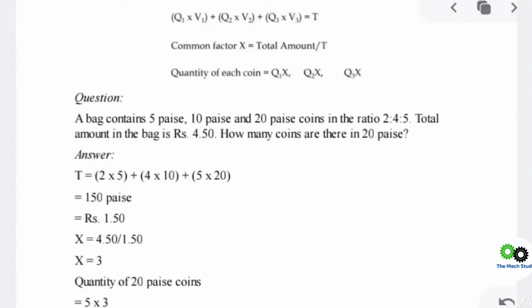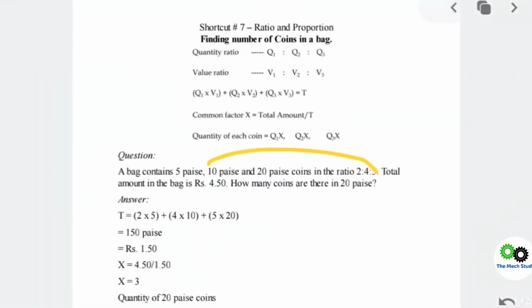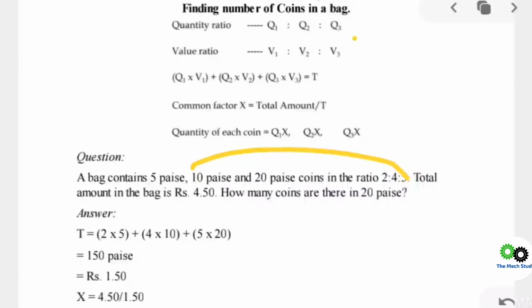Similarly, you need to multiply the ratio by the value of that coin. So 2 into 5 is 10, similarly 4 into 10 and 5 into 20, and you will get around 150 paise. And if you find the common factor x, as I explained earlier, the quantities are Q1, Q2, Q3 mentioned in the question, and similarly the values V1, V2, V3. If you multiply, you will get Q1 V1, Q2 V2 and Q3 V3. You get the total amount required.